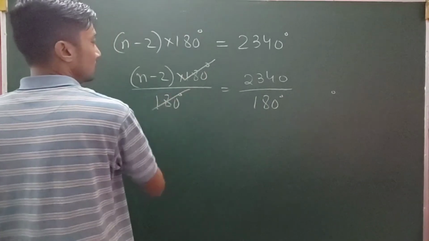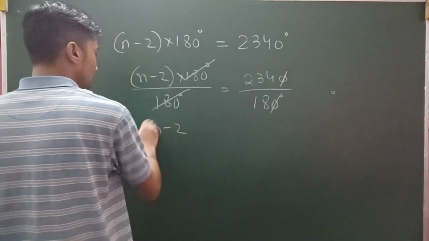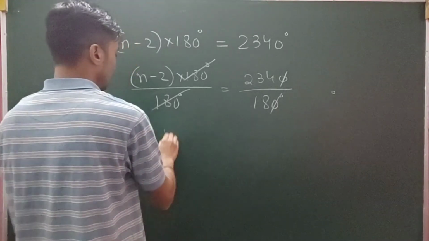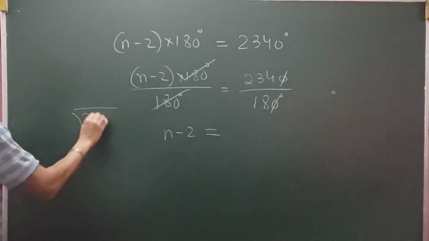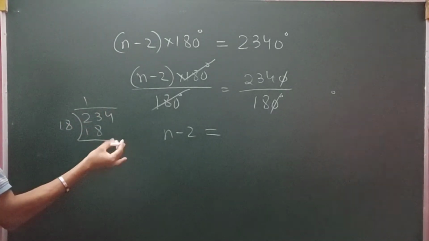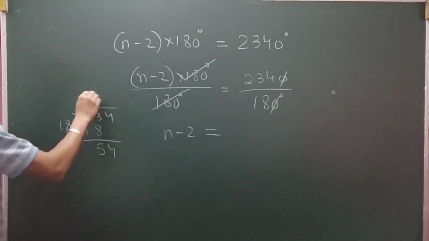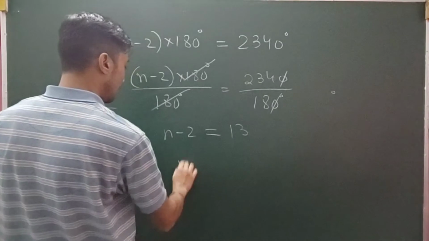So 180 finish, and this one 0 0. So that's n minus 2. No need to bracket. N minus 2 equal to 2340 divided by 180. 234 divided by 18. 18 ones are 18. 19, 20, 21, 22, 23. 18 3s are 54. So this is 13.